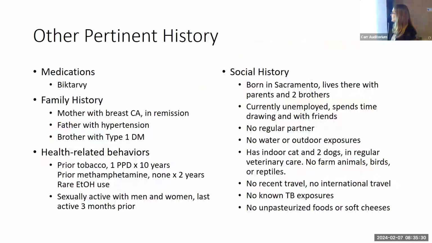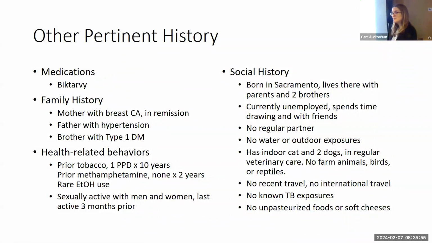Other pertinent history. So for his medications, he only was taking Biktarvy on a regular basis. He had a family history of breast cancer in his mother, hypertension in his father, and type 1 diabetes in his brother. He had a prior history of tobacco and methamphetamine use, but he was no longer using either of those. He rarely drank alcohol.